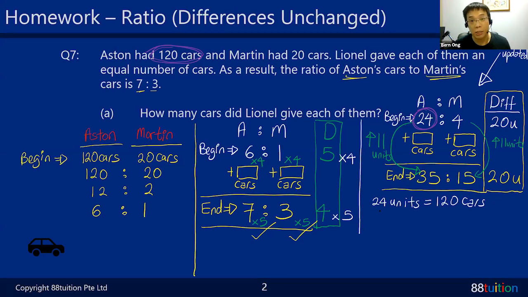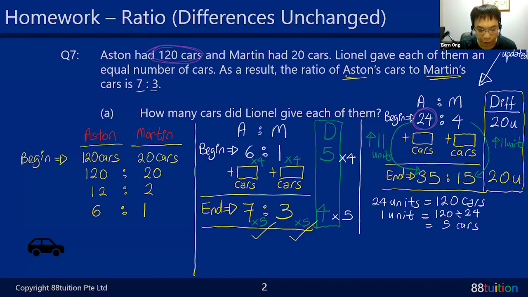So 24 units is actually 120 cars. That's the link. Go and find 1 unit. If your calculator is not working, you can just use your mental calculation. So how do you find 1 unit? You take 120 divided by 24. Using my mental calculation, it's 5. It's 5 cars. So 1 unit is 5 cars.